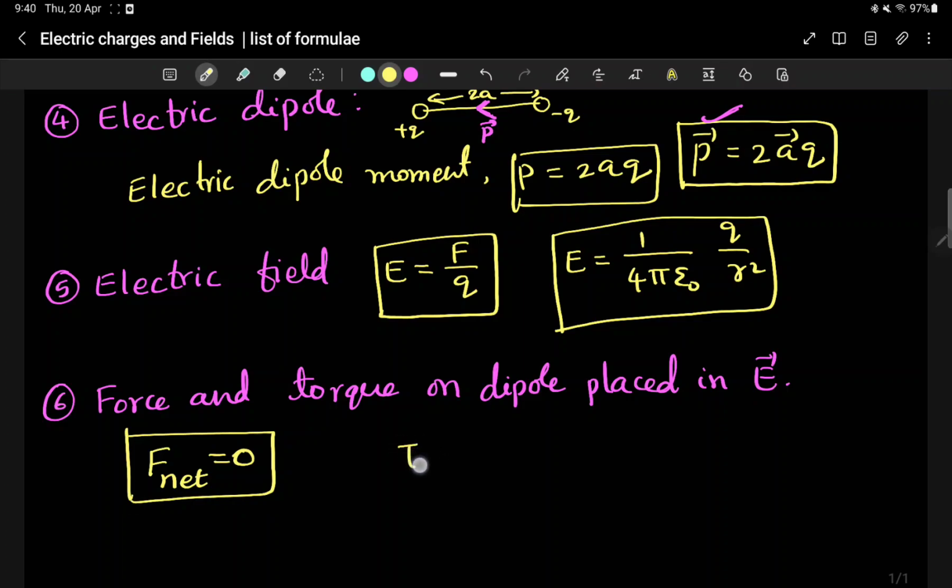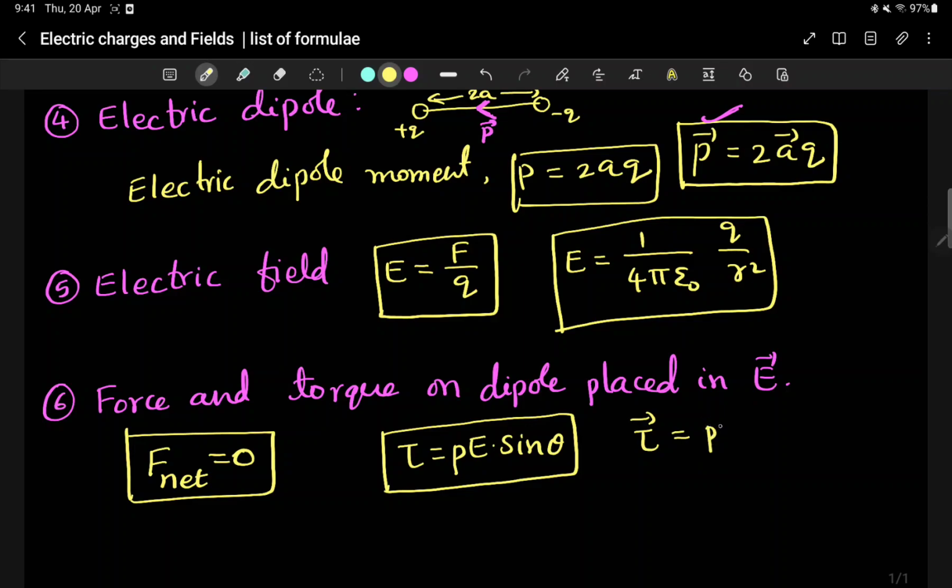Then the torque acting on the dipole is given by p E sin theta. This I have already derived in the previous videos. Please do watch it. In vector form, it is given by P cross E.